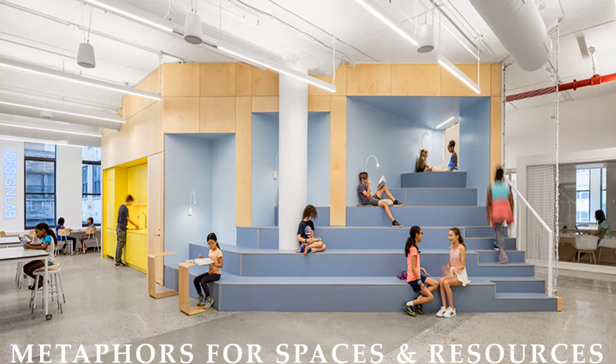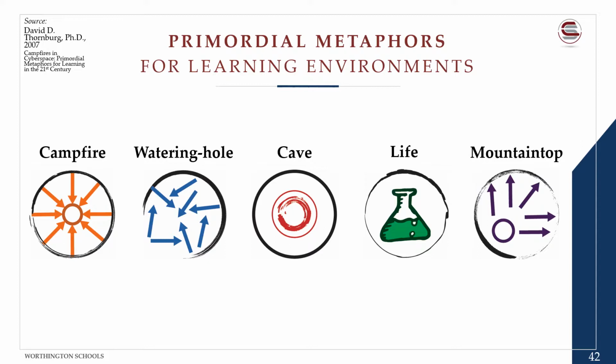So one of the last things we want to talk about is metaphors for space and resources. We don't necessarily in an educational specification talk about a classroom or a science lab. We more talk about the functions and how space is used. So we use a term called primordial metaphor that was developed by David Thornburg in 2007, but built upon after that, that really describes space in 5 different types: a campfire, a watering hole, a cave, life space, and then a mountaintop.